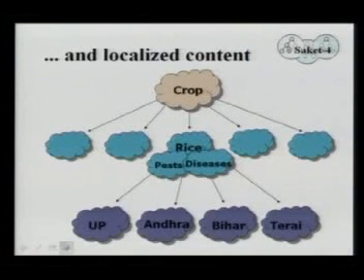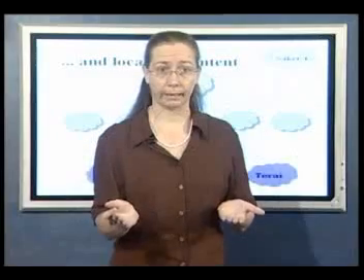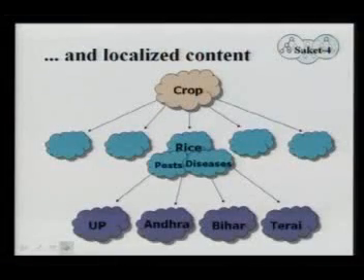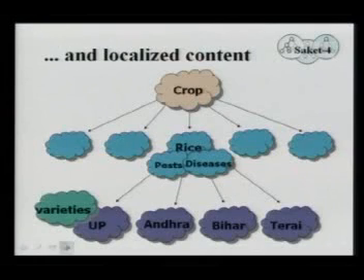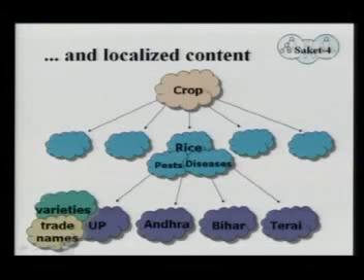Localized content means that for every specific type of crop, we may go more in detail and identify the characteristics which are specific for geographical areas, such as, for example, Indian states, or specific for varieties, or specific because we may have different trade names depending on the company who is producing different types of pesticides, for example.